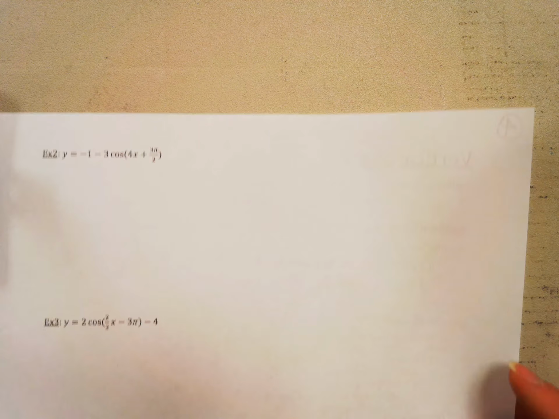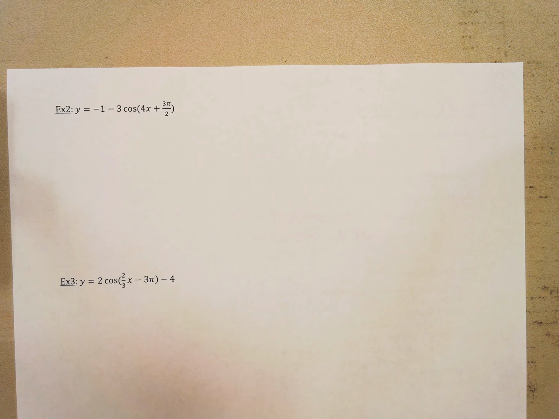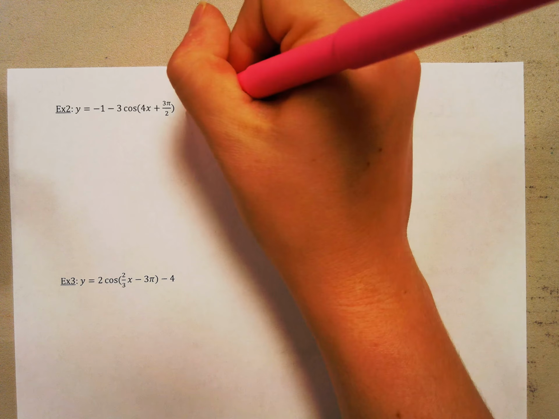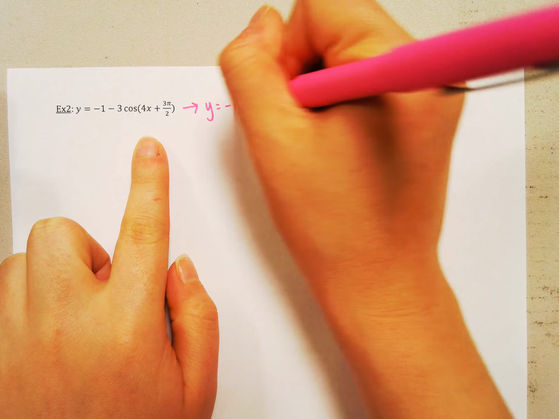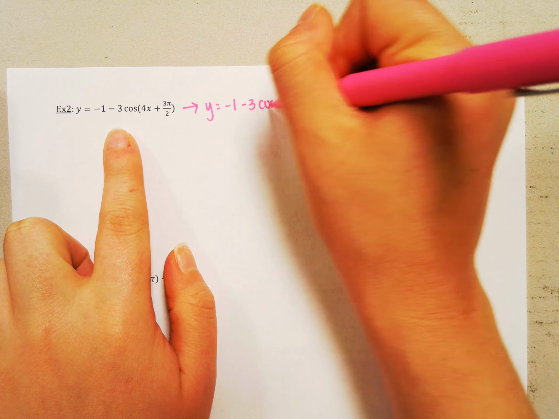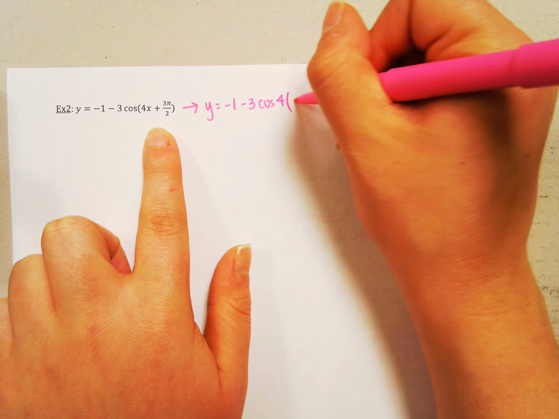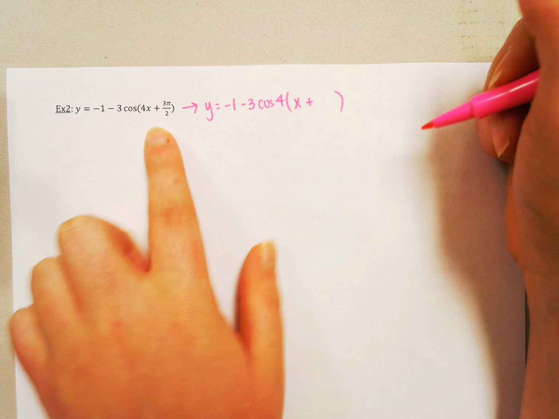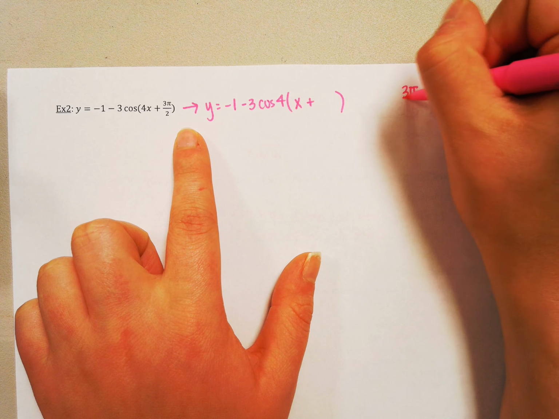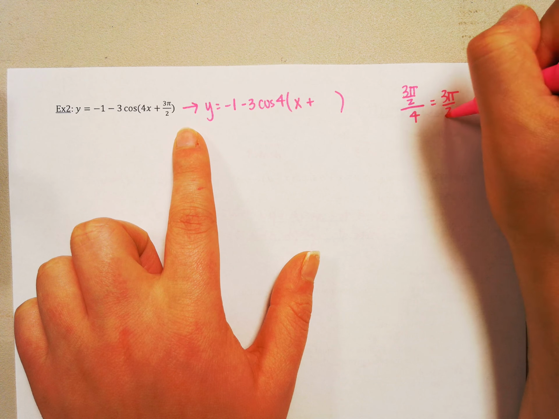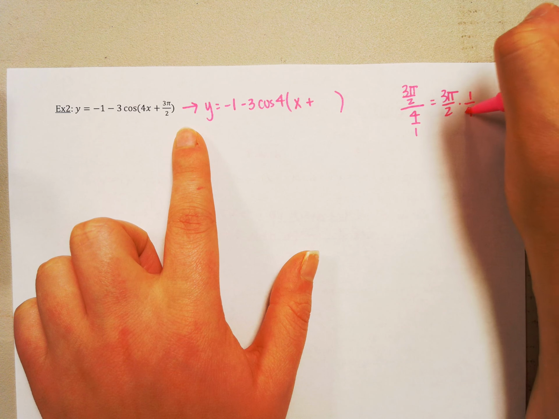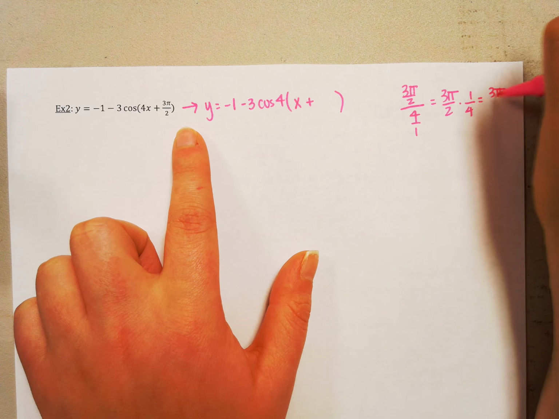Okay, so let's do another one, kind of the whole process. We only have 3 to do today. So again, first thing that we have to do is make sure that it's in standard form, which means we have to take out our b if we need to. So this one, definitely need to. So we have negative 1 minus 3 cosine. We're going to take out a 4, so we're left with x plus something. So let's figure that out. I would take out a 4, which means I'm dividing this thing by 4. So in other words, I'm going to multiply by 1/4, which is 3 pi over 8.